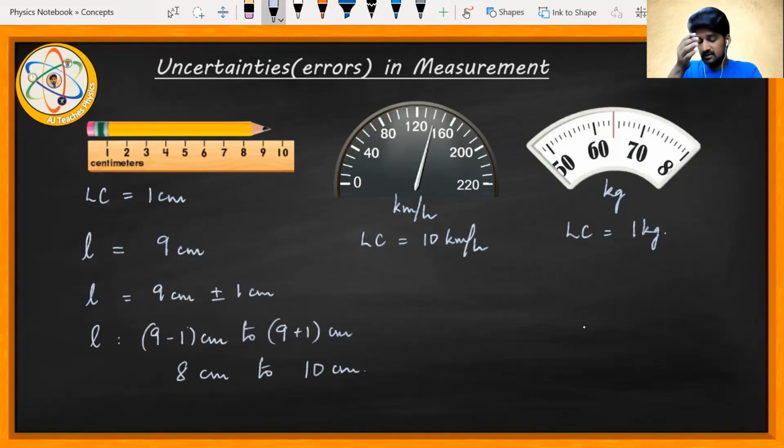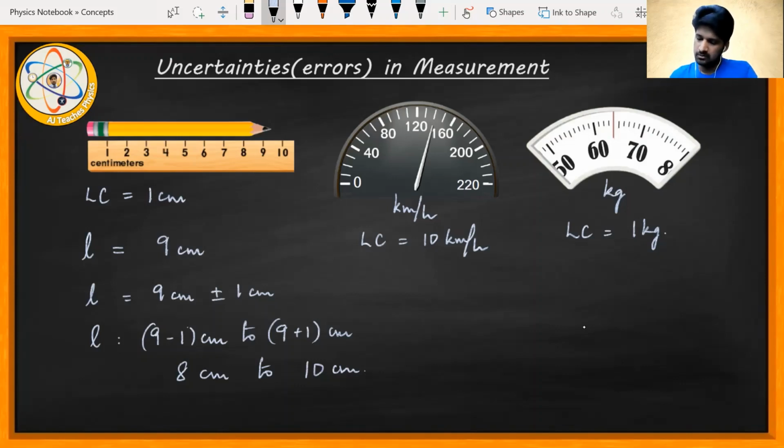Now it's quite clear that the tip of the pencil is between 9 and 10. So it's somewhere between 9 and 10. We can say that, but the proper scientific way to report this measurement would be to say that it is somewhere between 8 centimeters and 10 centimeters. So we write it as 9 plus or minus 1 centimeters.